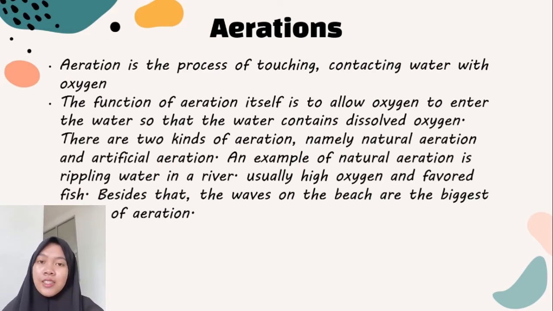An example of natural aeration is rippling water in a river, which is usually high in oxygen. The waves on the beach are the biggest source of aeration.